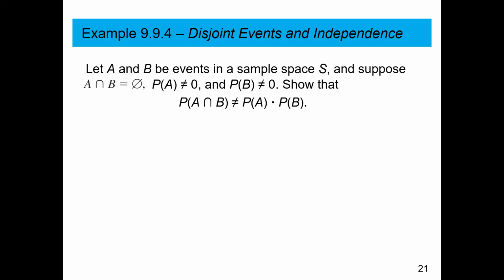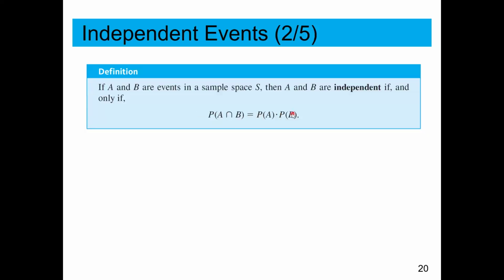Let's suppose that A and B are events and that they are disjoint. That is what I mean by this fancy symbol right here. Remember, this means that their intersection is empty. The probability of A is not zero, the probability of B is not zero, and the probability of A intersect B is not equal to the probability of A times the probability of B. By the way, since that's not true, then they're not independent.